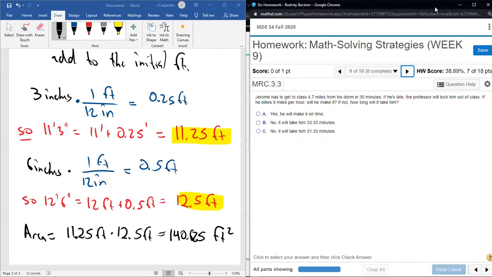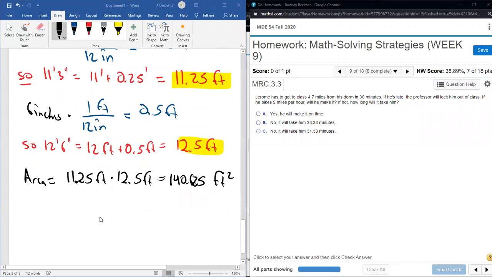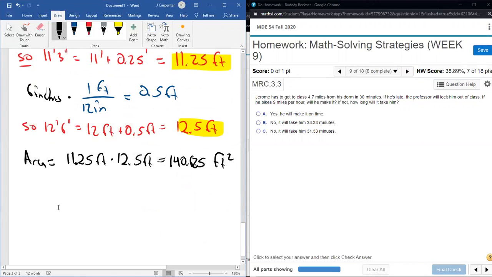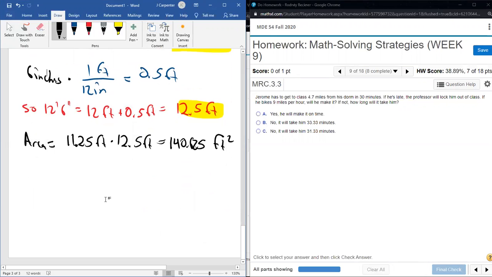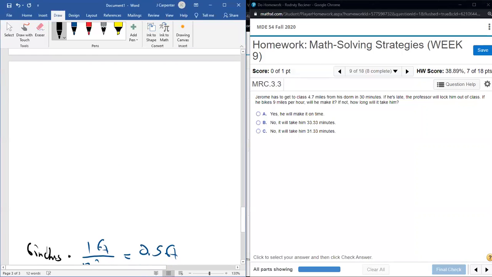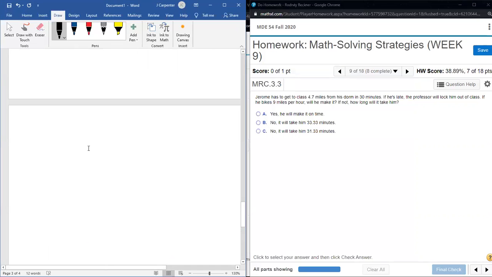If he bikes 9 miles per hour, will he make it? So he can bike at 9 miles per hour. And we need to just do some math with this 4.7, this 30, this 9, some of these numbers and figure out how far will he actually go. So that's the first question we got to ask: how far will Jerome go in half an hour?